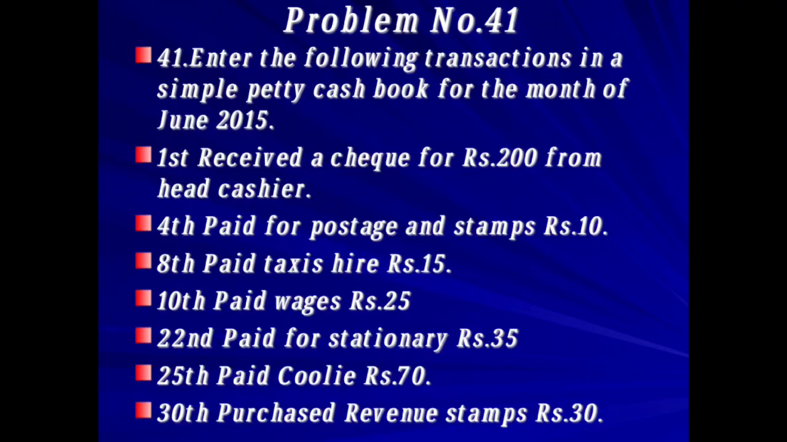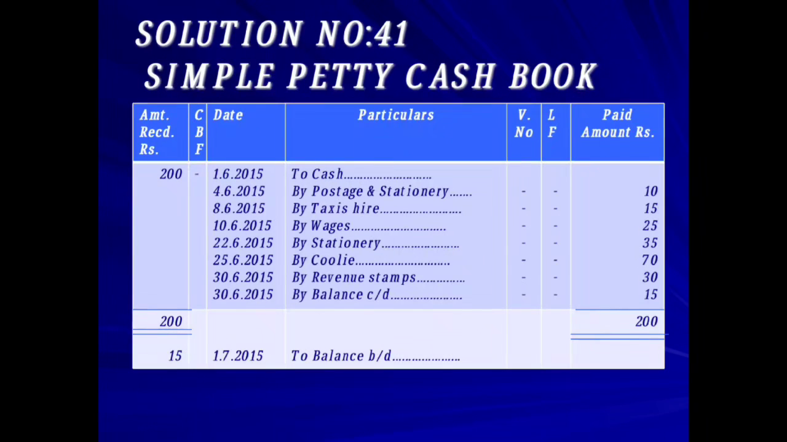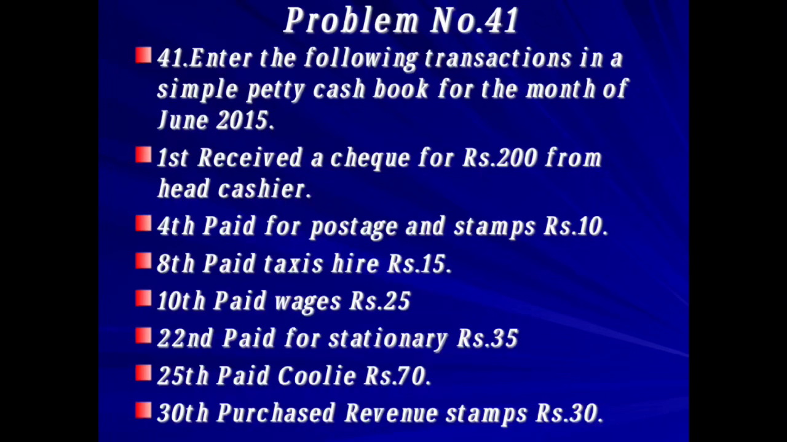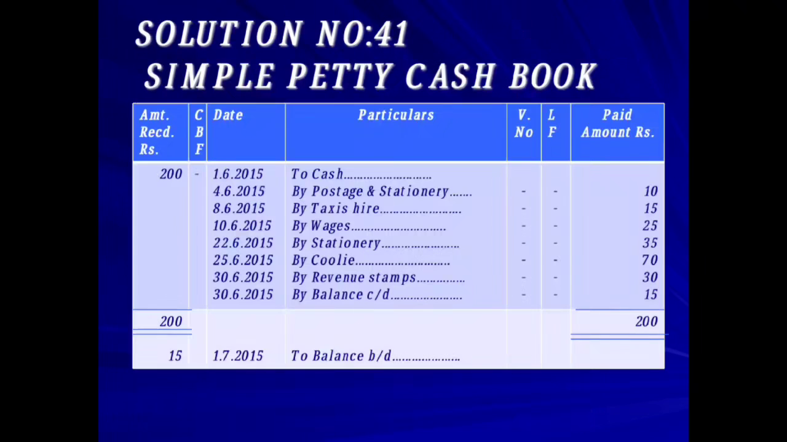The next, on the 4th, paid for postage and stamps ₹10. So the payment on 4/6/2015 is by postage and stationery. That is the expense we have paid, which you should mention here. How much we paid for that? 10 rupees. Then next, on the 8th, paid taxi hire rupees 15. So on 8/6/2015, by taxi hire rupees 15, which you have to record as a payment, again in the amount paid column.